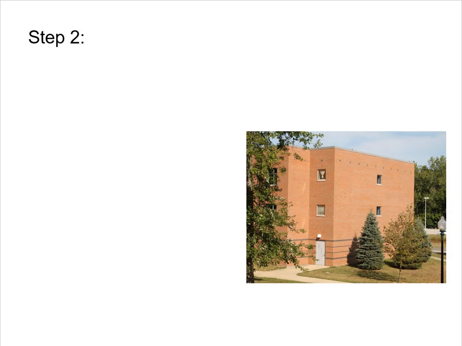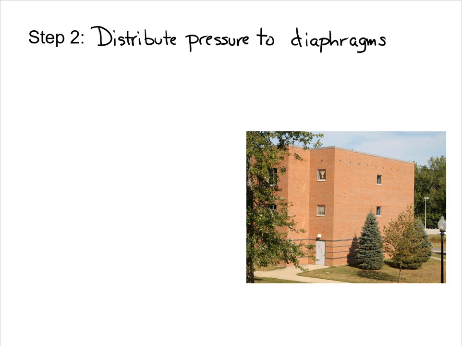Step 2 is to distribute the lateral pressure to the diaphragm levels. Typically, the floor and roof diaphragms are the stiffest things supporting the facade, the exterior wall, so the load gathers at those diaphragms. We will cover how to calculate the resulting distributed load at each diaphragm in the next video. If we are analyzing the effect of seismic loading, we skip this step because the load is already distributed along each diaphragm.